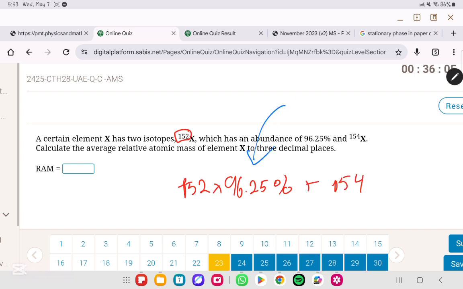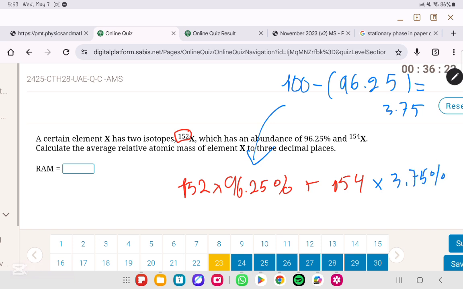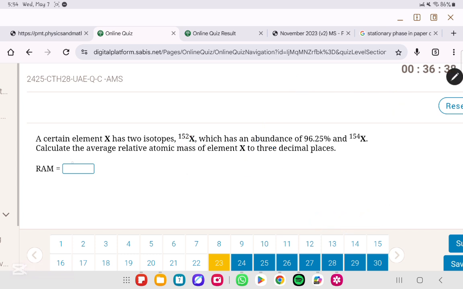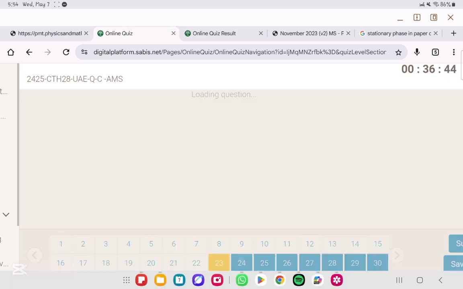If you remember that both percentages add to 100, very simply you're going to do 100 minus 96.25. You will get what? You will get an answer of 3.75. So this percentage is what? 3.75%. So 152 times 96.25% plus 154 times 3.75%. Put it on the calculator. They want it what? To 3 decimal places. You get 152.075. That's your answer. We move on to question number 24.